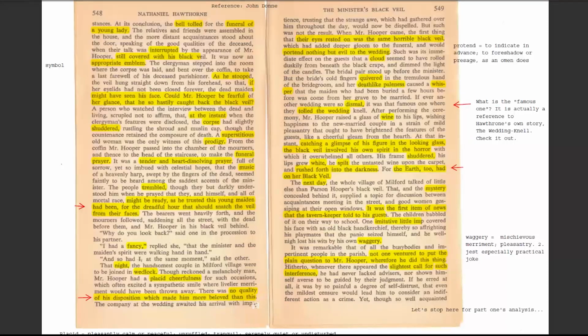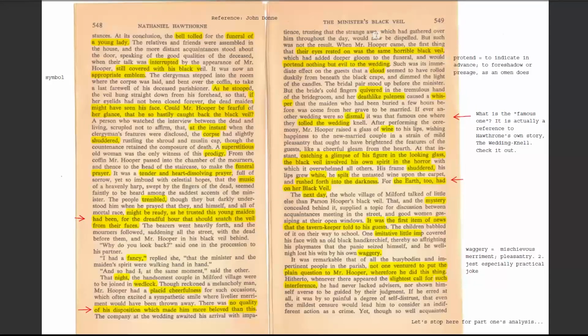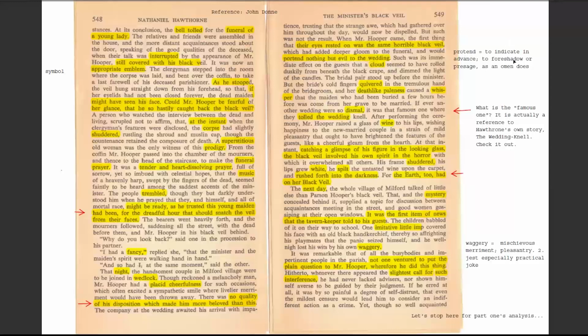The company at the wedding awaited his arrival, trusting that the strange awe that they had gathered would now be dispelled. They were thinking it's a wedding, that veil, that mask is not going to be there. But when he comes in, the first thing they see is that horrible black veil, which had added a deeper gloom to the funeral and would portend nothing but evil to the wedding. This is not good. Portend means it's going to indicate a foreshadowing. It's an omen. Oh my God, the wedding is cursed.